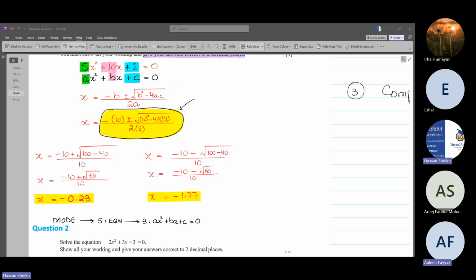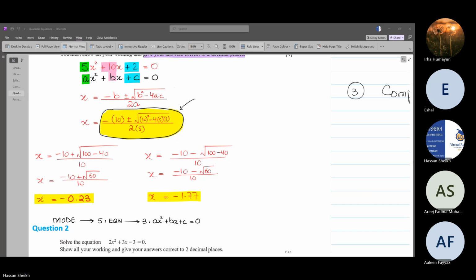0.22, negative 0. Okay, and then press equals to again to get the second value. Press equals to. Do you get the second value x2? Yeah. And press SD. Check the decimal version. It's negative 0.22. No, negative 1.77.